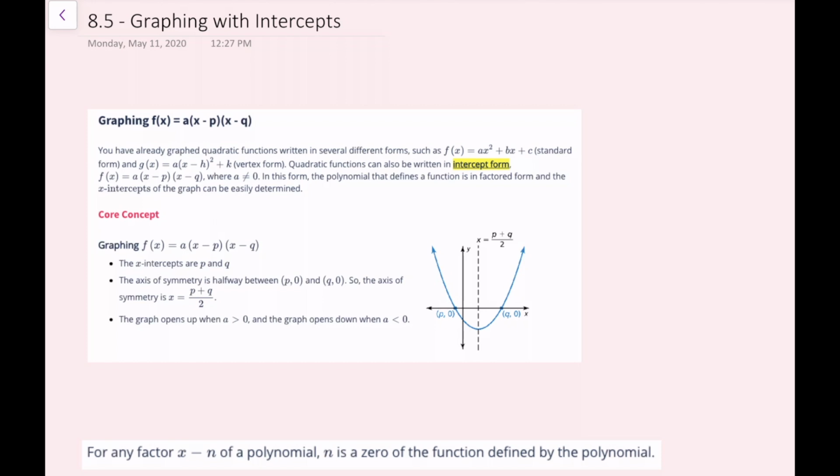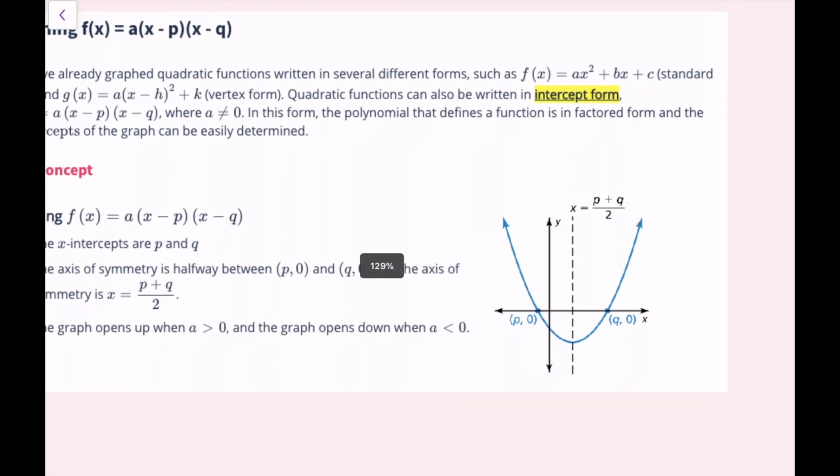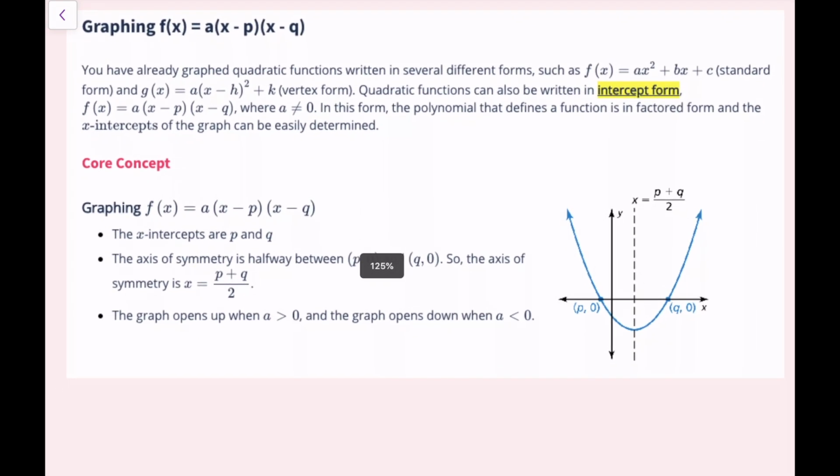All right, so section 8.5 deals with graphing with intercepts. So I'm going to read this excerpt from the textbook. Graphing f of x equals a times quantity x minus p times quantity x minus q. You have already graphed quadratic functions written in several different forms, such as f of x equals ax squared plus bx plus c, which is standard form, and then vertex form, which is g of x equals a times quantity x minus h all squared plus k.